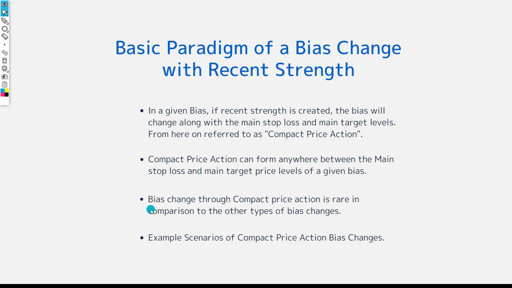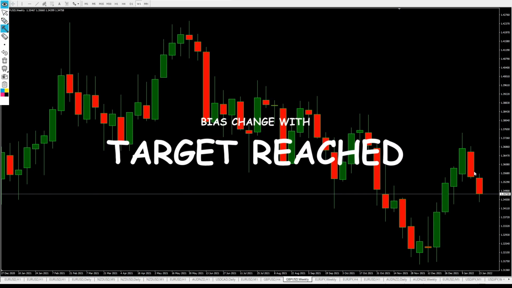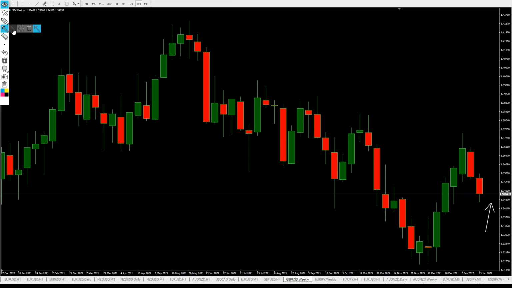Number 3. A bias change through compact price action is rare in comparison to the other types of bias changes. Alright? So recall, there are 3 basic ways that a bias can change. Number 1 is if a target is reached. So for example, at the current moment, the bias is long, or in other words, price is likely to reach this pivot high before reaching this pivot low.